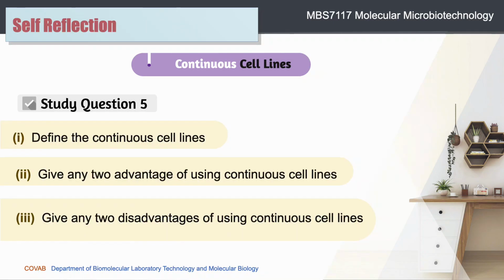Now let's reflect on what we've learned using the continuous cells, and we shall look at study question 5. Part 1: Define the continuous cell lines. Part 2: Give any two advantages of using the continuous cell lines. Part 3: Give any two disadvantages of using the continuous cell lines. If you have any problems answering these questions, please refer to the previous section.